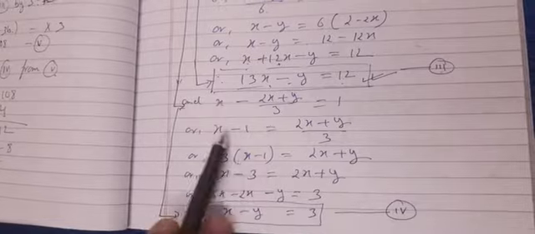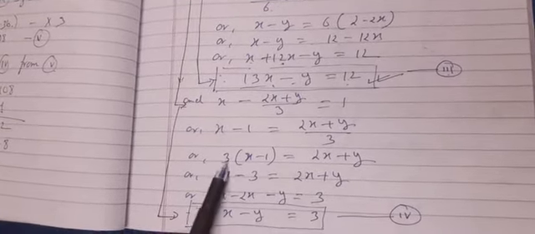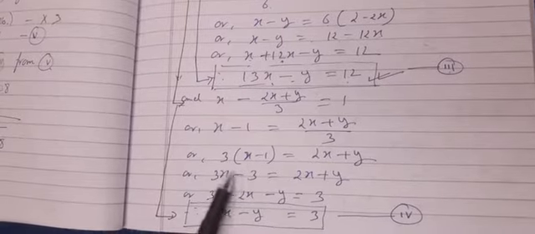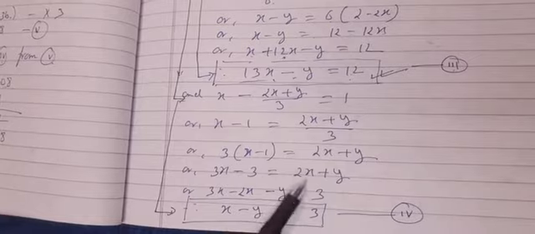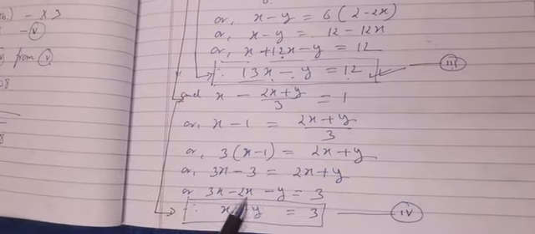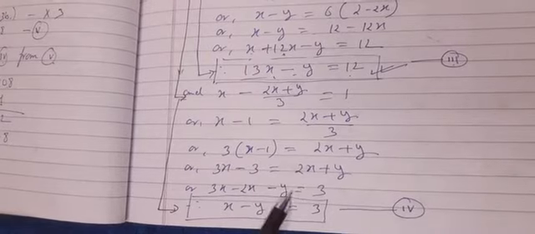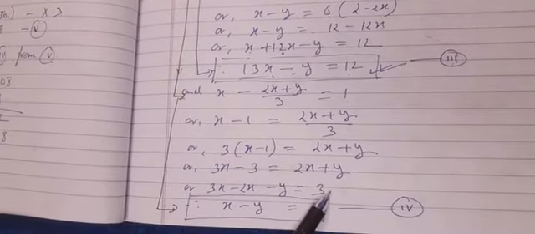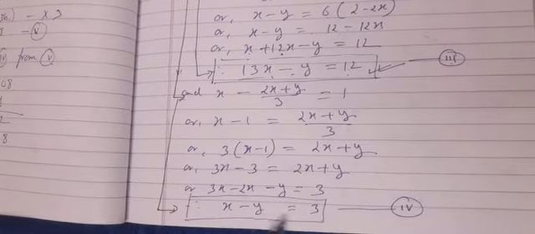By cross multiplication, 3 into (x minus 1) is equal to 2x plus y, and when we open the bracket, 3x minus 3 is equal to 2x plus y. Now 2x is transferred here, so 3x minus 2x, and y is also on this side, 3 shifted to that side, because we want to take the variable terms here and the constant term on that side. So 3x minus 2x is x, so x minus y is equal to 3.